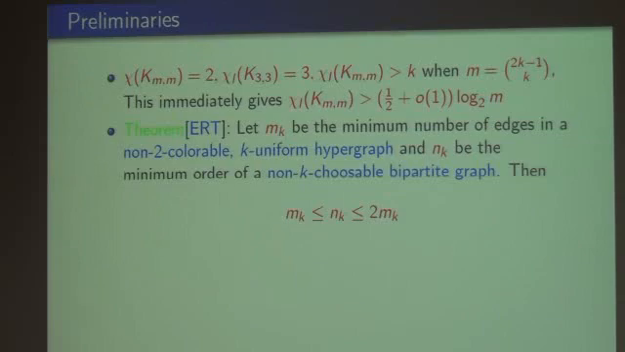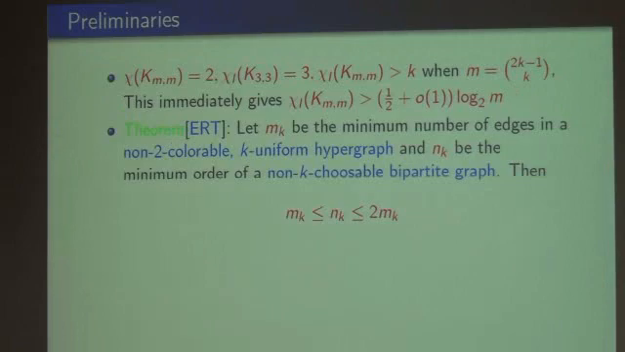Now, why is it? We'll come to the proof afterwards, but this is true. So you have two worlds here: one is the bipartite graph world, and the other is the k-uniform non-two-colorable hypergraph world, and they're related in this way. A non-two-colorable k-uniform hypergraph, and the minimum order of a non-k-choosable bipartite graph.